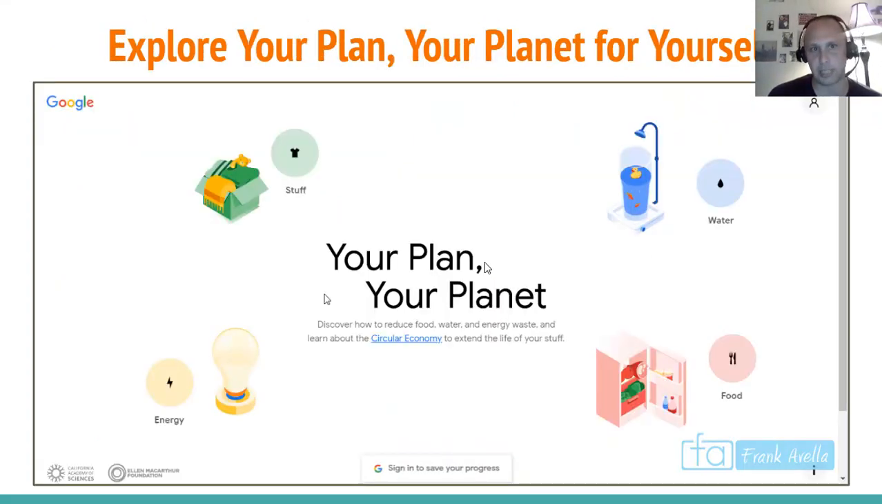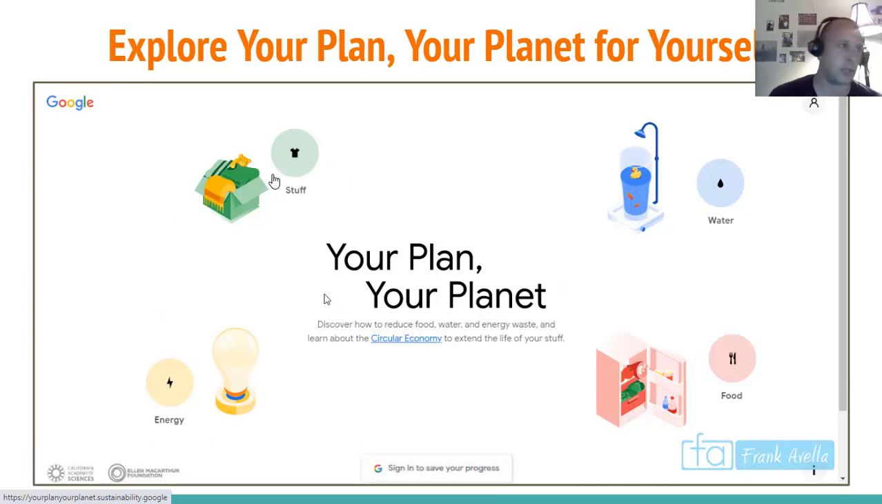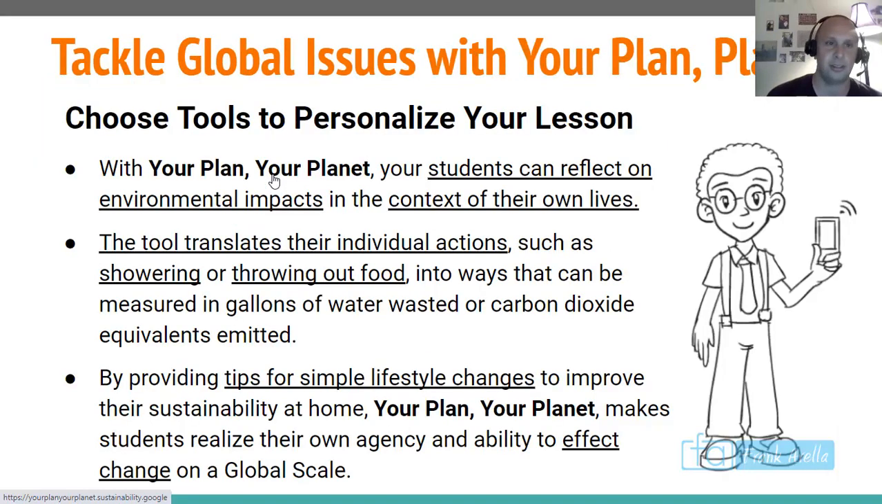There are four components that they focus on here. You need to know these. It's funny: it's food, water, energy, and they call it stuff. And stuff is your clothing and just the junk in your house is what they mean. They should call it junk.